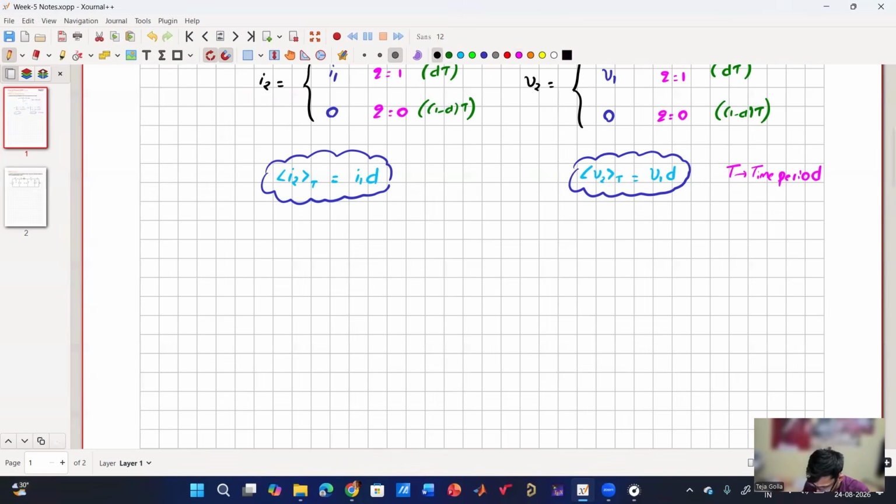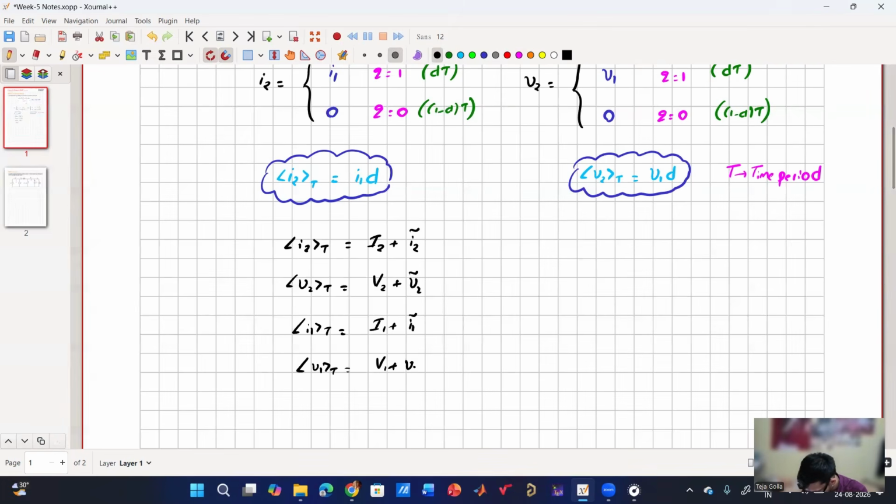So basically what we do is, this average is there, right? I2 of T. We'll consider its actual average value plus some AC excitation for all the variables. Similarly, if you consider V2 average, we'll consider V2 plus V2 tilde. Similarly, we have I1 average is I1 plus I1 tilde. Similarly, V1 is equal to V1 plus V1 tilde. Similarly, for duty ratio, we'll consider D steady state plus D tilde.